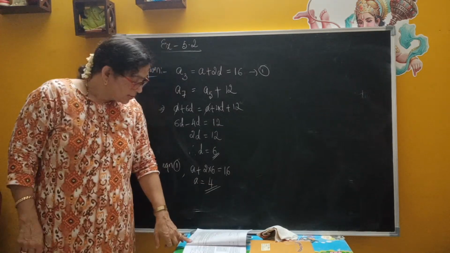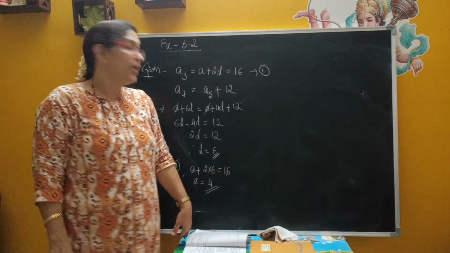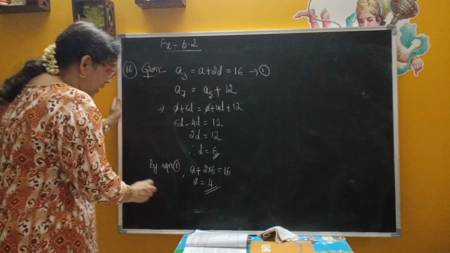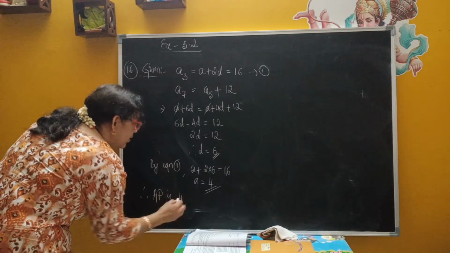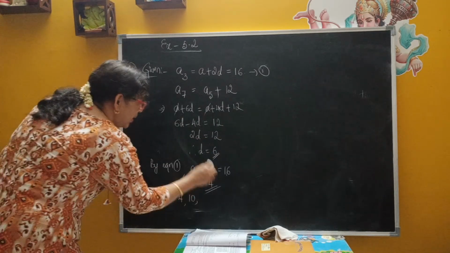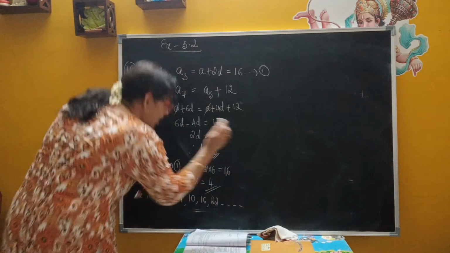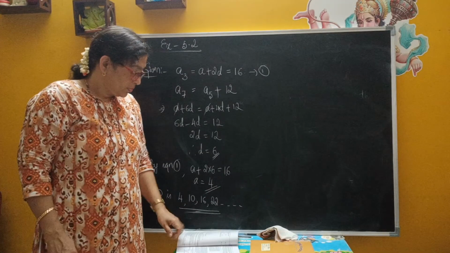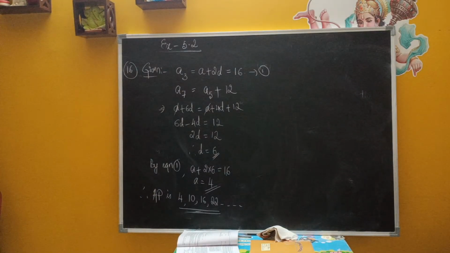Now, what is the question exactly? What has to be found? Determine the AP. We need to find the AP now. How do you find the AP? We got the value of A and we have the value of D, so we can find the AP now. Therefore, the AP is: which is the first term? 4. Then 4 plus 6 is 10, 10 plus 6 is 16, 16 plus 6 is 22, and so on. This is the required AP. Now, let us go with the next problem.